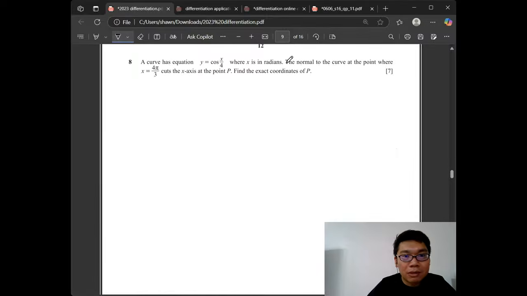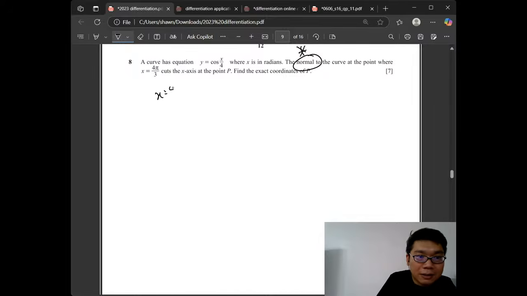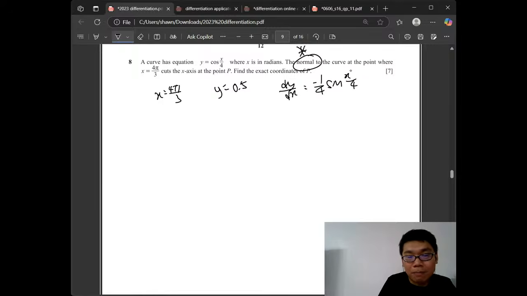A curve contains this, the normal of the curve cuts the x-axis at P. They ask you to find the exact coordinates of P. So this question is again a normal question situation. So put a star here, and then you should get your x is this. Subs in your y. You must get your y. Your y is 0.5. Yeah, y is 0.5, and then dy dx is -1/4 sine x/4. Because cos will become negative sine, baby we copy, then differentiate x/4 is 1/4. Like this gain 2 marks, 1 mark.